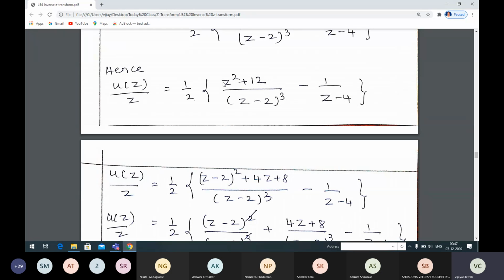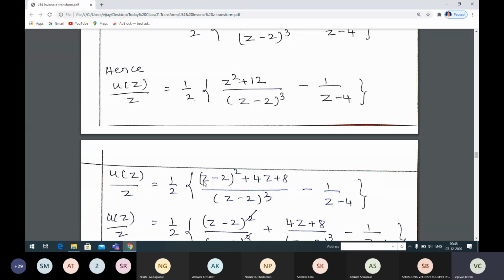So from this z² + 12, make it (z − 2) whole square. Expand this: z² − 4z + 4, not 8 here, plus 4. So from 12, by splitting it as 4 plus 8, we get the 4 term. We have taken −4z and we have to give +4z, because we need to get the same equation.